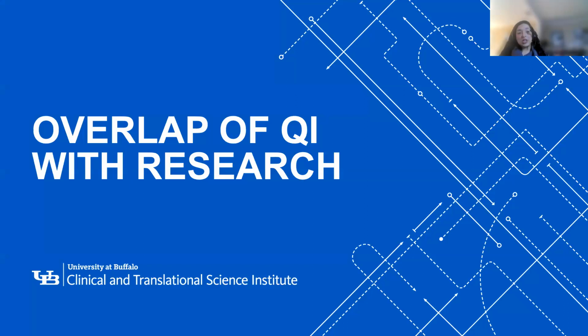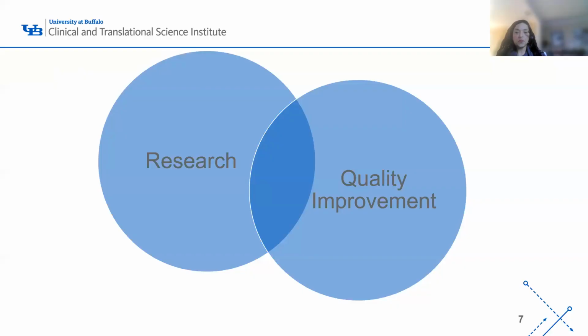While there's often a clear line between research and QI, sometimes they overlap. Only projects that solely fit the category of QI will not require IRB review. If you propose a QI project but include elements of research in it, it must be submitted to the IRB for their determination.